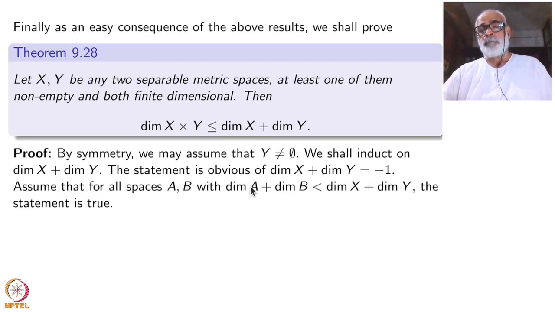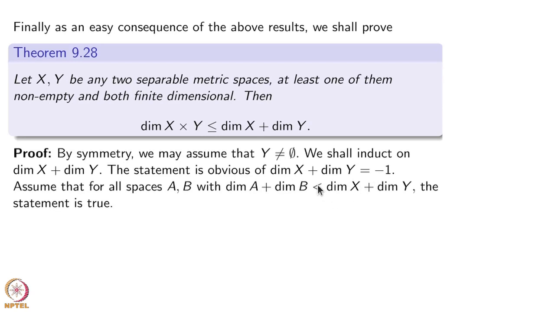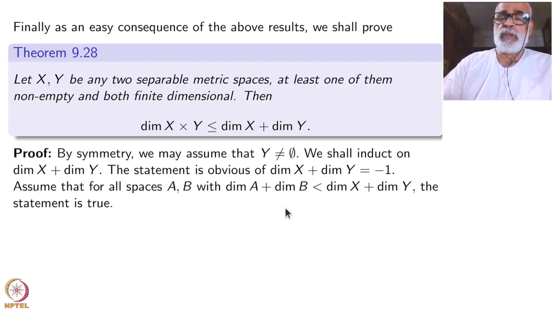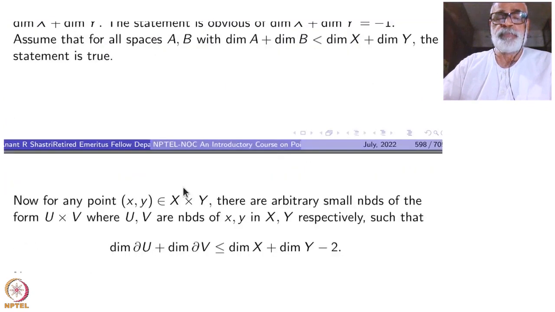Having verified it for minus 1, now we are assuming this could be any value bigger than or equal to 0. Then you take the statement to be true for all the values, namely dimension of A plus dimension of B, all spaces, dimension of A plus dimension of B less than dimension of X plus dimension of B. So that is the inductive hypothesis.